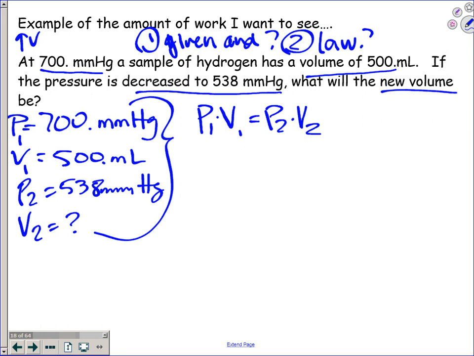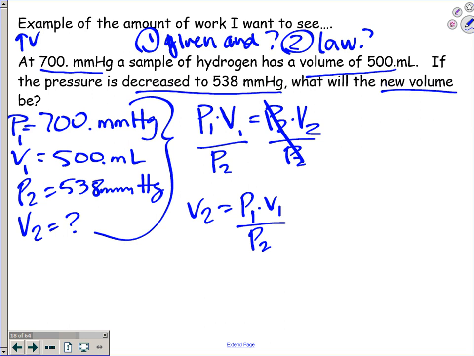So of these 4 variables, which of these am I solving for? So how do I isolate V2 by itself algebraically? Divided by P2. And I want to see the new setup. So even if you just write P1V1 equals P2V2, I want to see the new setup. So that means P2 is canceled, right? So V2 is equal to what? P1 V1 over P2. Beautiful. And so here is the new setup, and I'm going to plug my data in that I isolated from the problem.